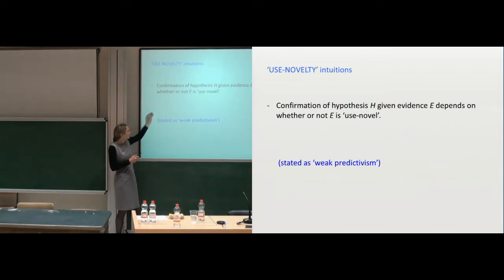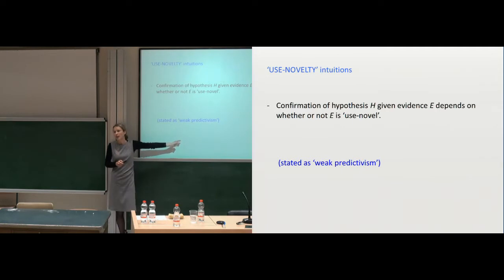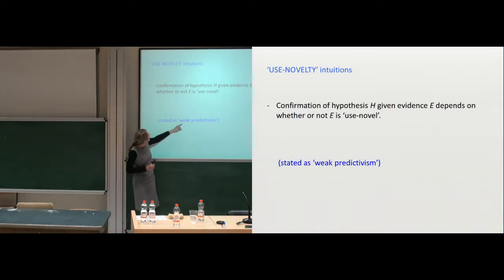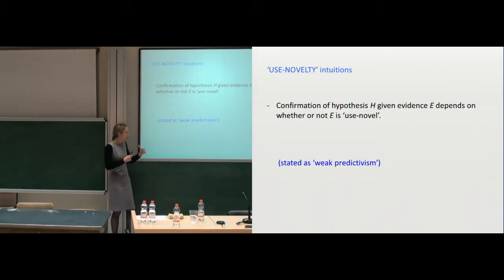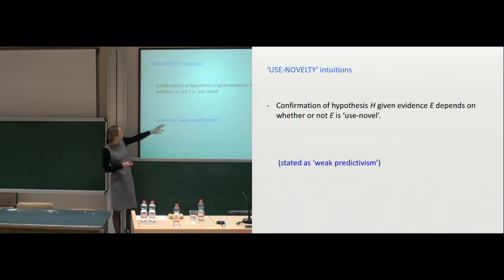Right. Now, this, just for what it's worth, not very important, the way I stated it is weak predictivism, which is just to suggest that there's a difference between use-novel and non-use-novel evidence in terms of how well it confirms a hypothesis. Right? Not that accommodated evidence has no bearing whatsoever on the confidence in the hypothesis.